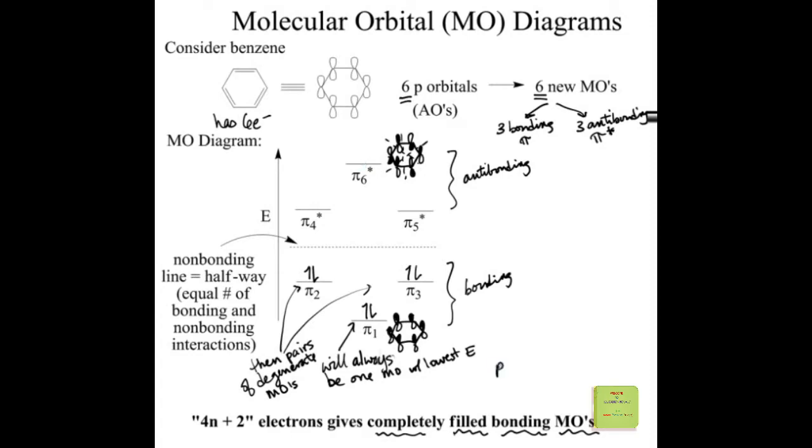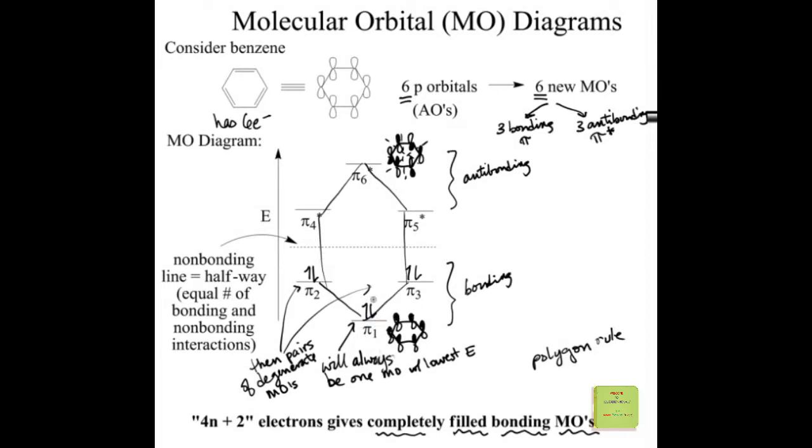There's something called a polygon rule, something that helps you see what the MO diagram should look like. If you look at this MO diagram and you connect your MOs, you end up drawing the shape of the molecule. So benzene is a 6-membered ring. You can draw this polygon on its point. You can see the hexagon in there.